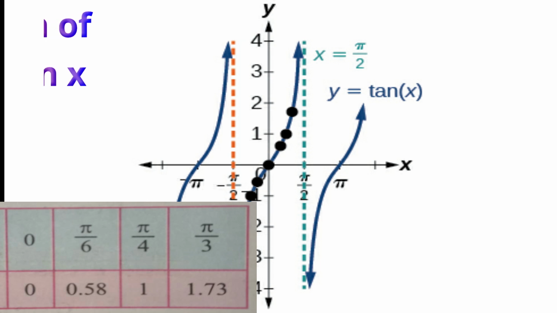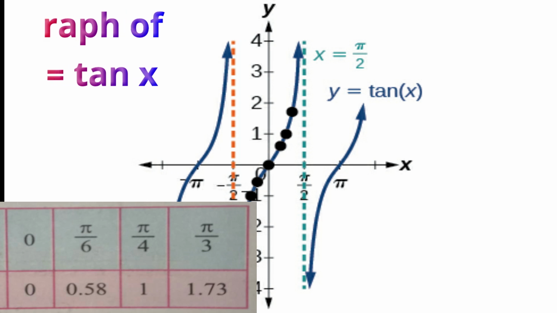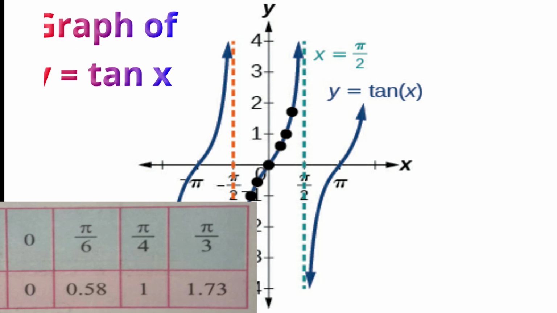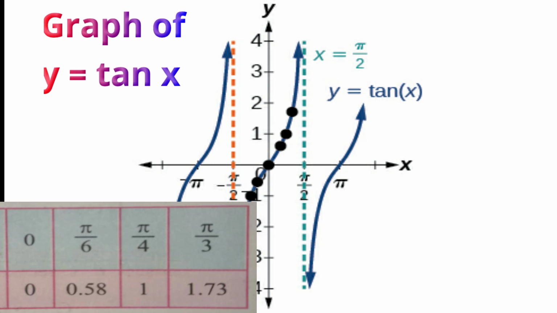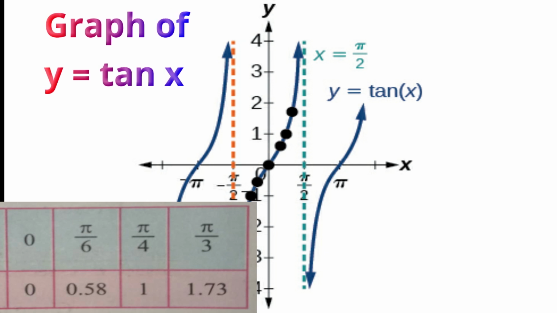In this part, when x equal to 0, tan is equal to 0, so we get the first point, that is the origin. Second, when x equal to pi by 6, that is 30 degree, then tan 30 is equal to 0.58, so we get the second point. Third, when x equal to pi by 4, tan pi by 4 is equal to 1, so we get the third point having coordinates pi by 4, 1.